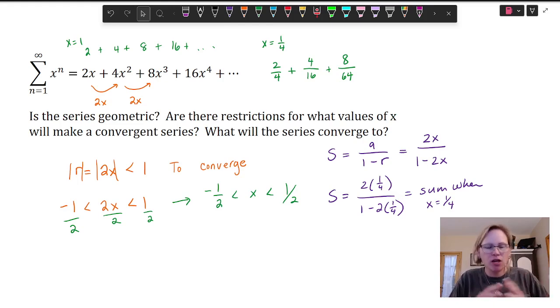And so in this video, we talked about one test that you can use, and that's the geometric series test. So always be looking for ways to determine, is my series a geometric series? And if it is, do I know that it converges? And if so, what does it converge to? We're going to use that sum formula.